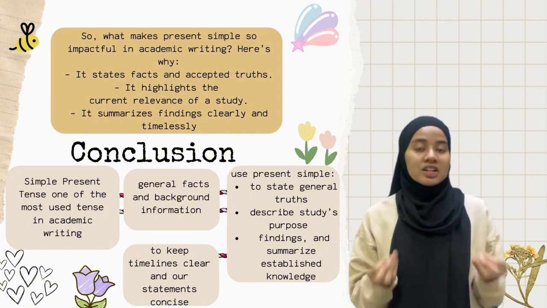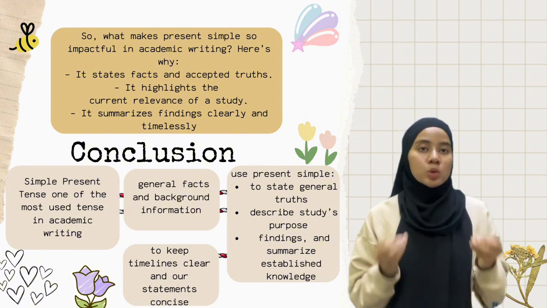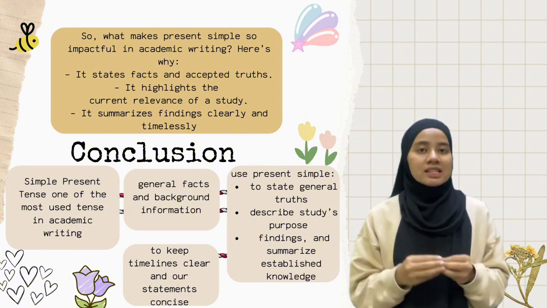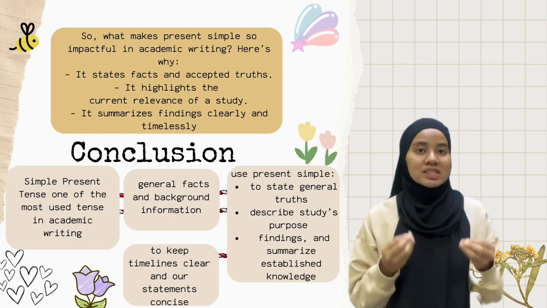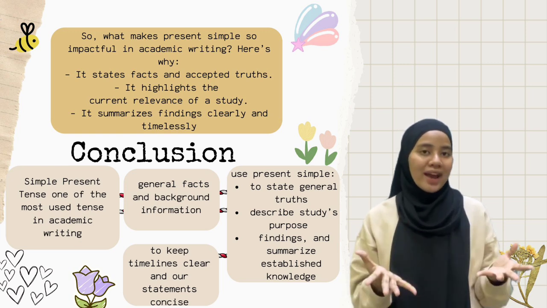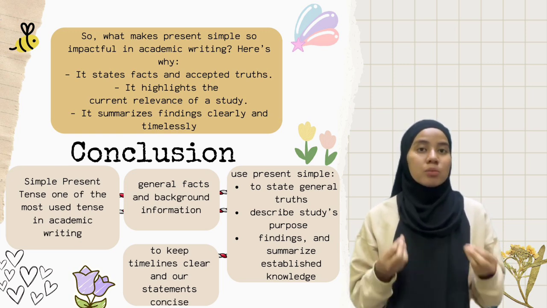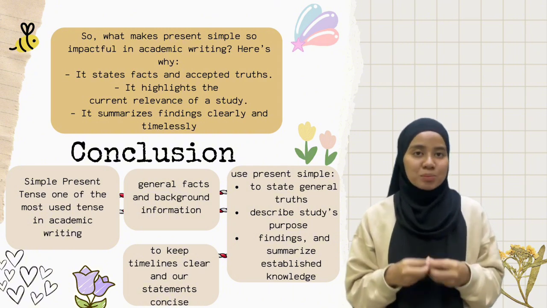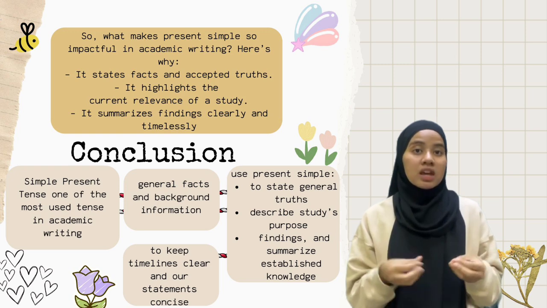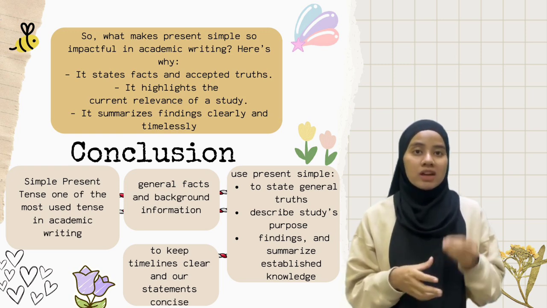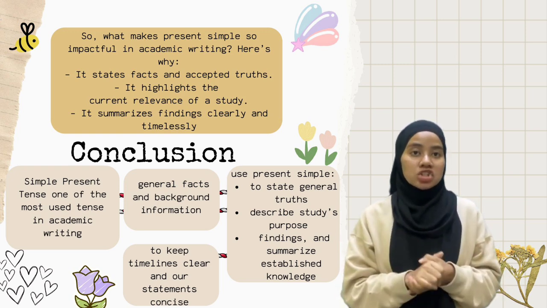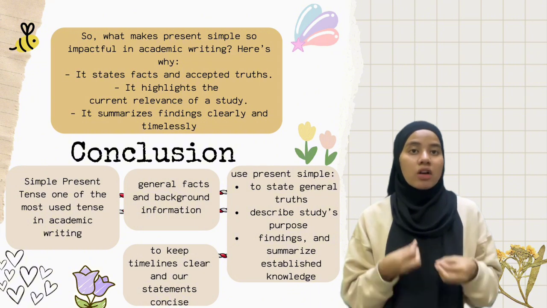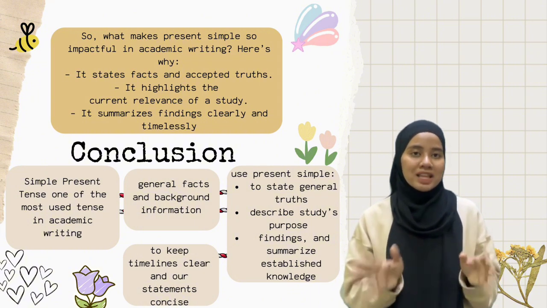In a nutshell, the present simple tense is a superstar in academic writing, as it is one of the most used tense in academic writing. Why? Because academic articles are mostly about general facts and background information. To nail it in our writing, use present simple to state general truth, describe studies' purpose or findings, and summarize established knowledge. It is perfect for highlighting constant trends or patterns.